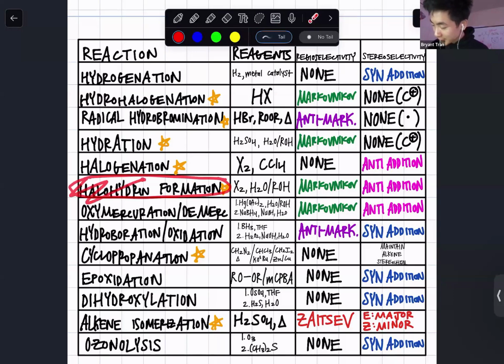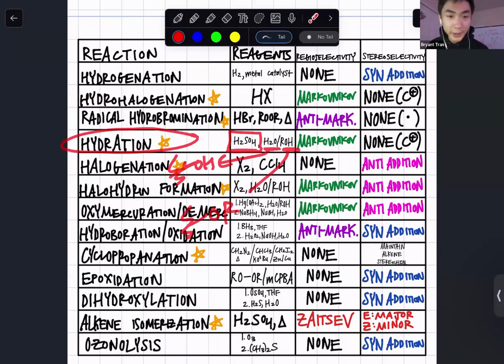Well, actually, no. We didn't have X2. It's hydration right here. This one. Hydration of alkene. Where we had alkene reacting with H2SO4 strong acid, and we could either have H2O water or ROH. If we have H2O water, our product would be an alcohol, OH. But if we have ROH, some sort of alcohol, our product is going to be some sort of ether, OR.